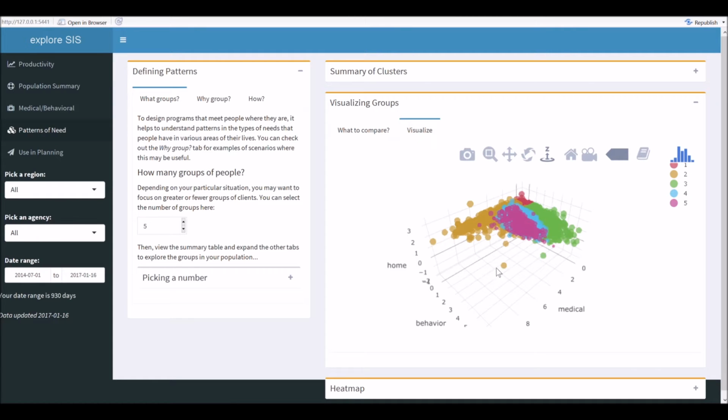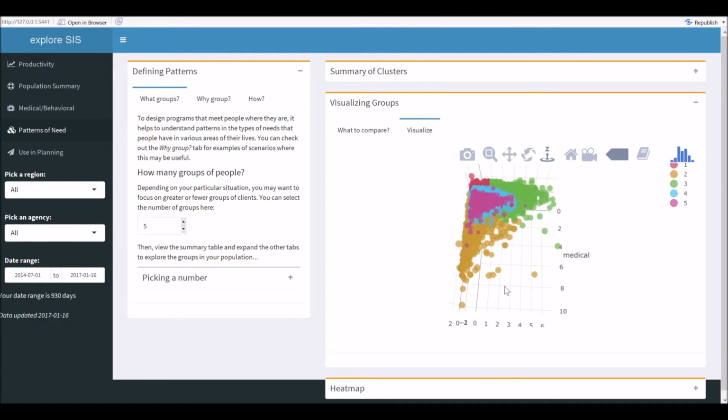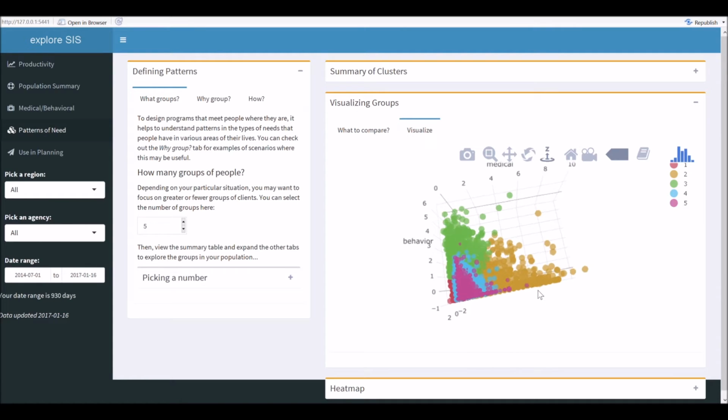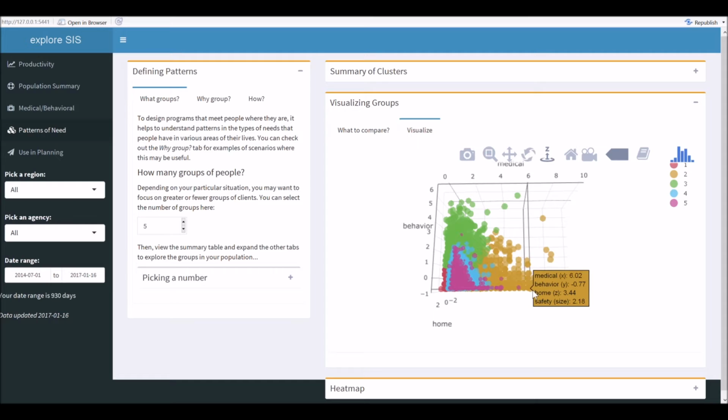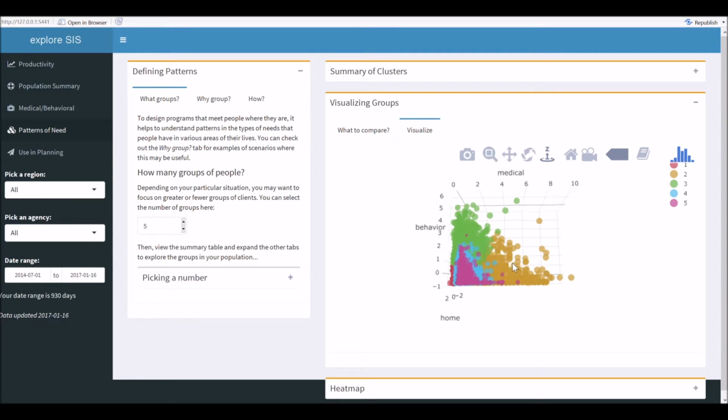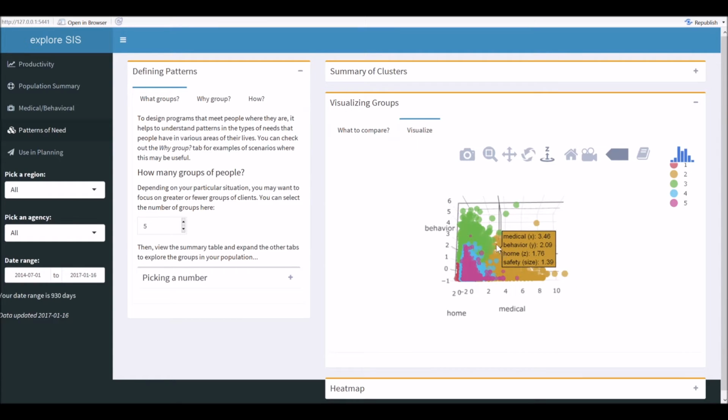Now, for those of you who know what a scatter plot is, this is really just a scatter plot in 3 dimensions. So it's almost like 2 scatter plots in one. A scatter plot shows one measure on one axis and another measure on another axis. And this has 3 separate axes, right? So here, the medical score is the x-axis, which is the one going along the bottom here. The behavioral score is the y-axis, which is the one going up along the side over here.